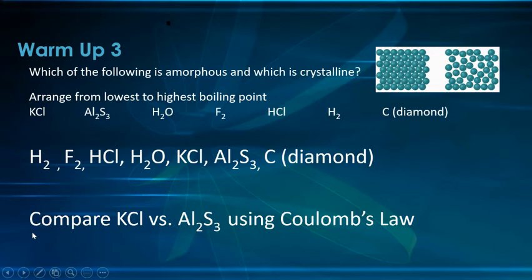All right, this is already warm up number 3. I'm doing great. Which one of these is amorphous and crystalline? Crystalline means highly organized, amorphous means not, so obviously that one's amorphous.